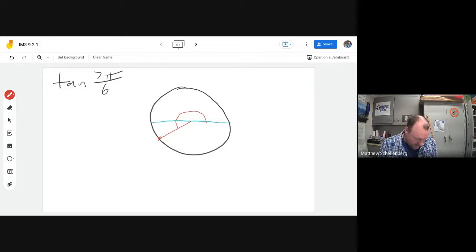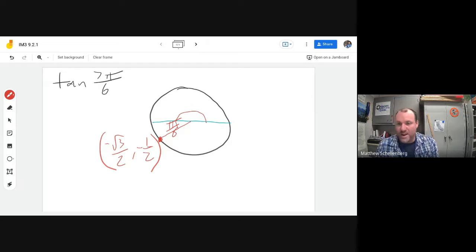And at this point, on the unit circle, we have a coordinate. So we know that this is pi over 6 more than 180. And so therefore, this point right here is negative square root of 3 over 2, comma, negative 1/2. And so that, of course, we know from the unit circle. So that's great. But what's the tangent?